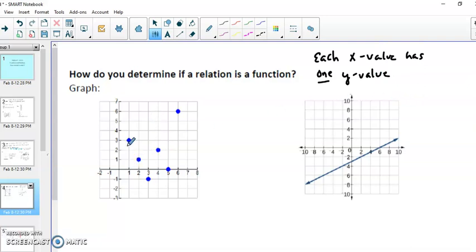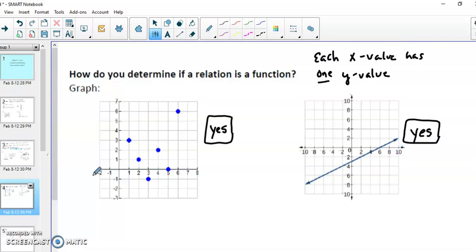So let's take a look. At this x value, I only have one dot. Same here, same here, same here, same here, and 6, even though it's all the way up there, same there. That means yes, this is a function. And same thing along this one. If you look at each x value, we never have any repeats. So this is a function as well.